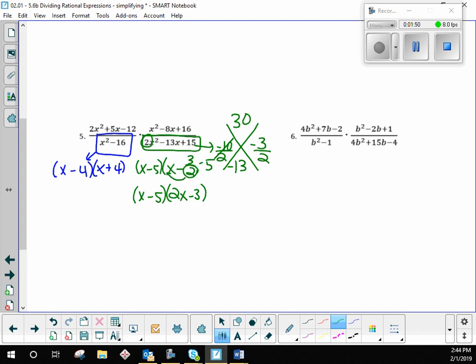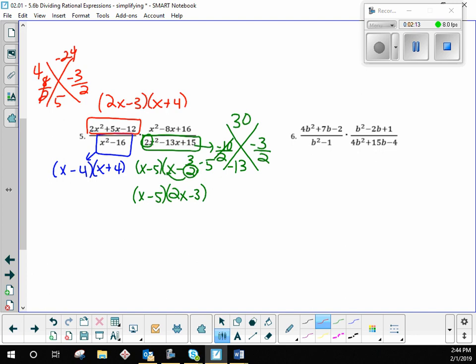Let me show it to you again on this one. So here's how I would do that. I would say negative 24 adds to 5. That's 8 and negative 3. I have to divide by the A value. That makes this 4. I slide the 2 up. 2x minus 3, x plus 4. Okay. And I'll show that to you again on Monday in detail if that's something you want.